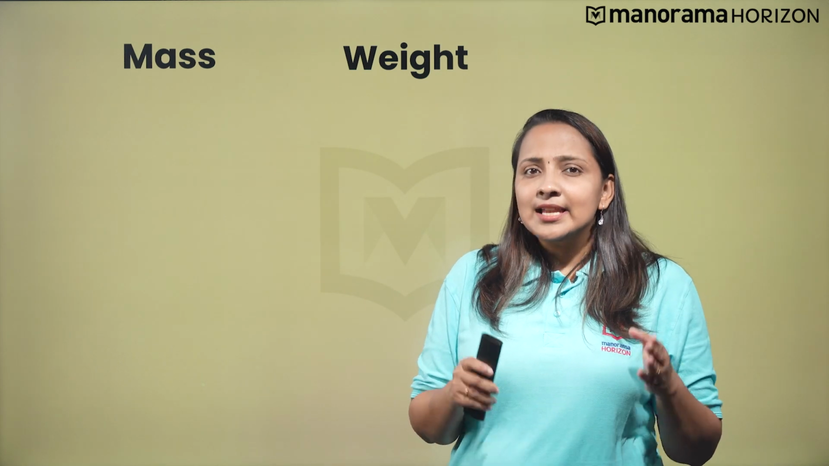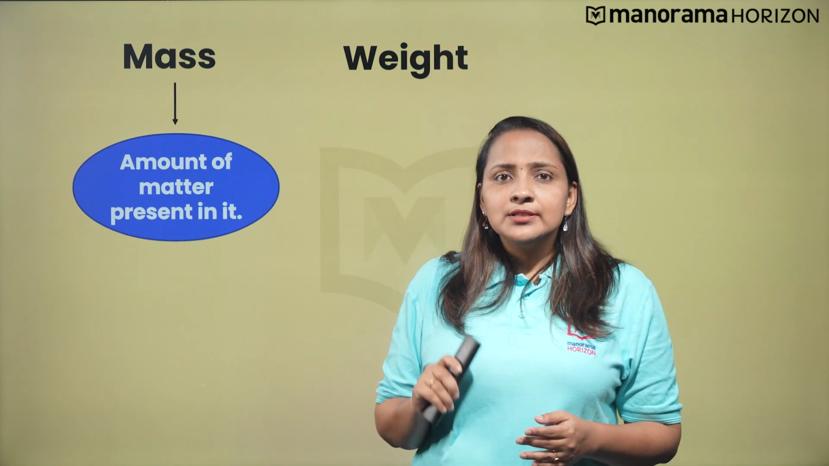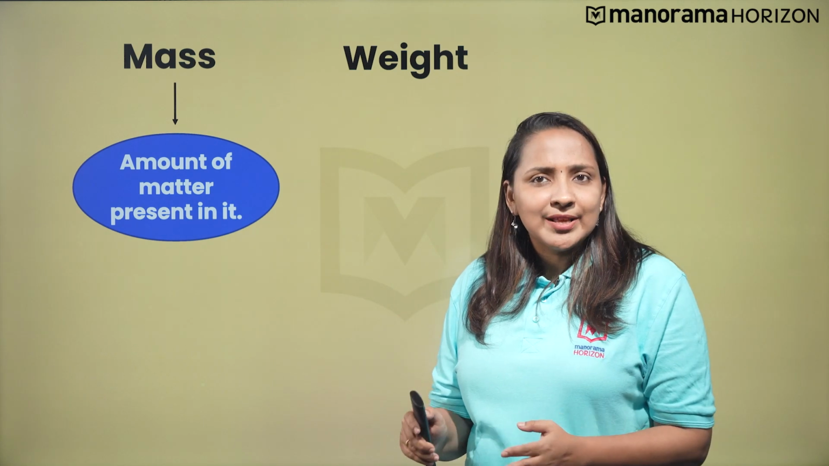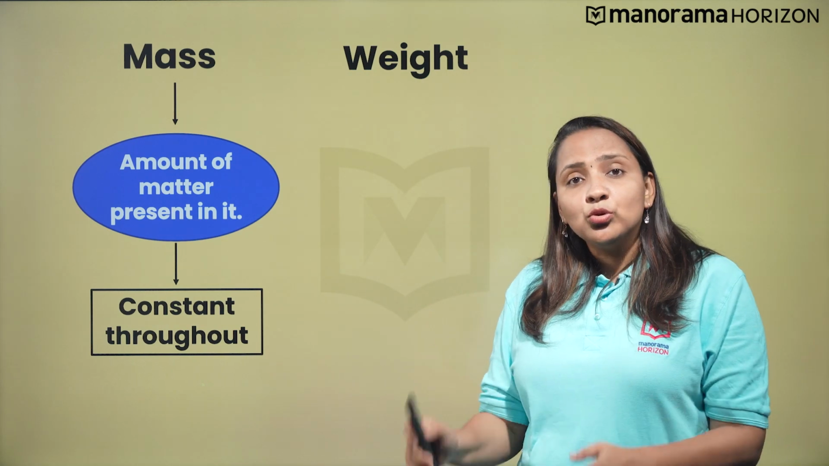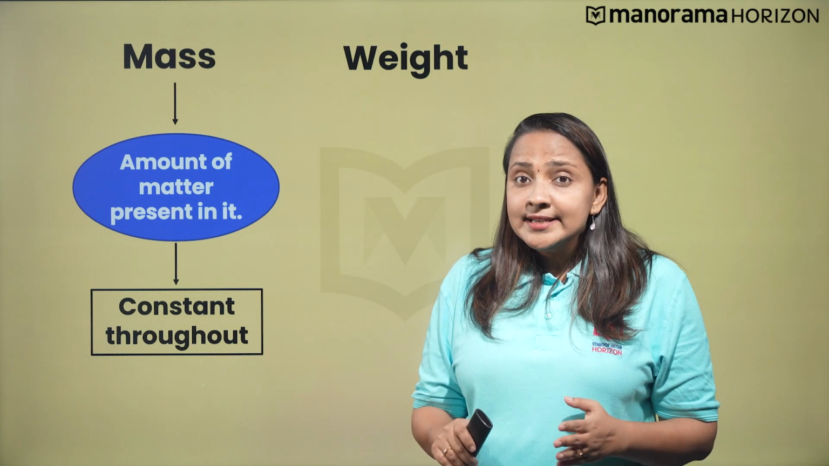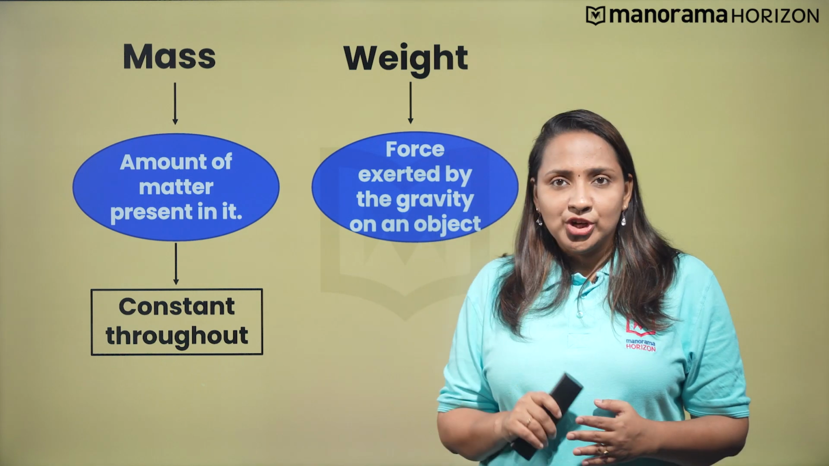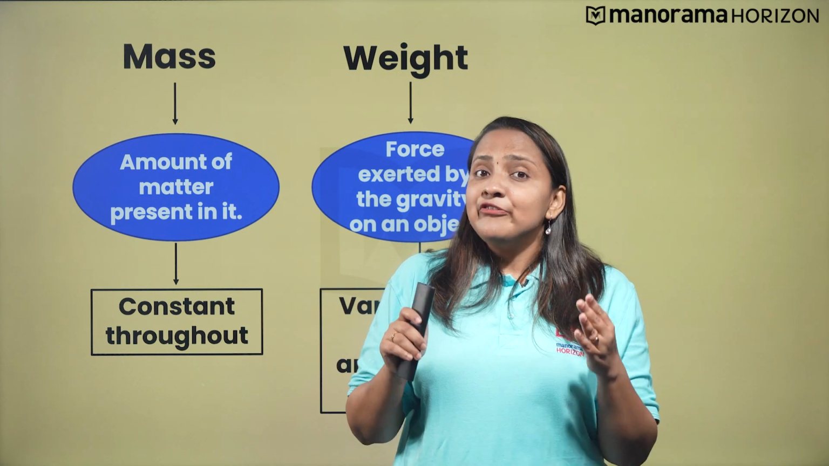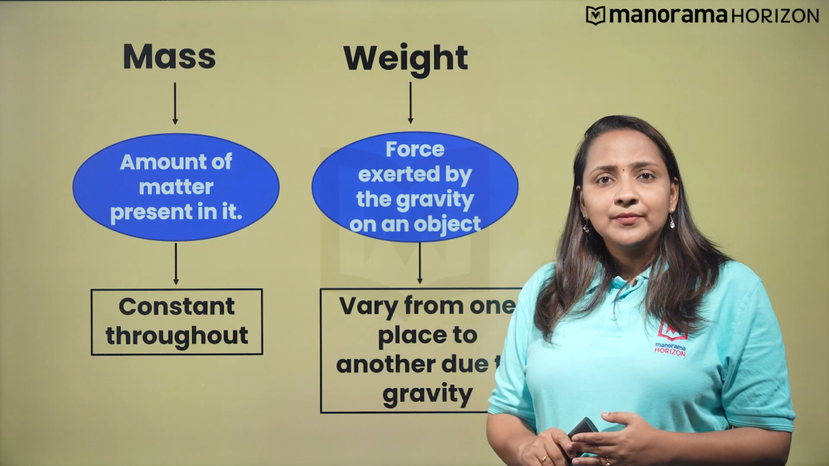First, let us understand the difference between mass and weight. Mass of a substance is the amount of matter present in it. The mass of the substance is constant throughout. The weight is the force exerted by gravity on an object. The weight may vary from one place to another due to gravity.